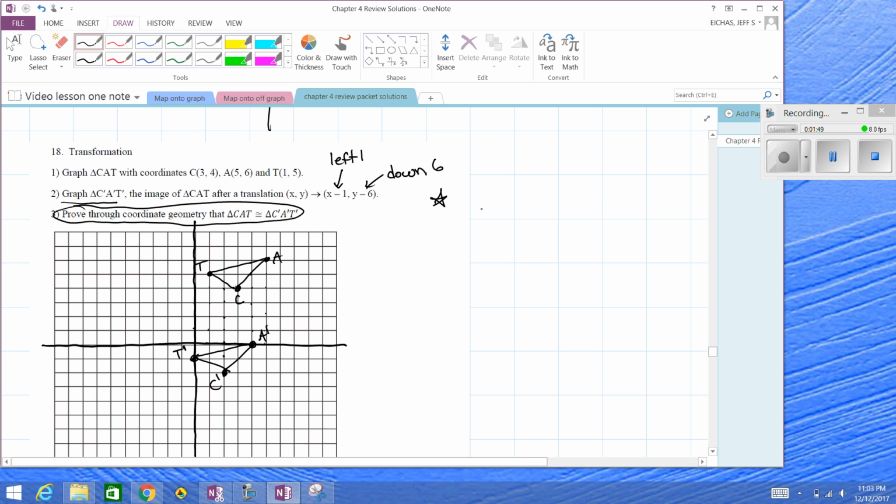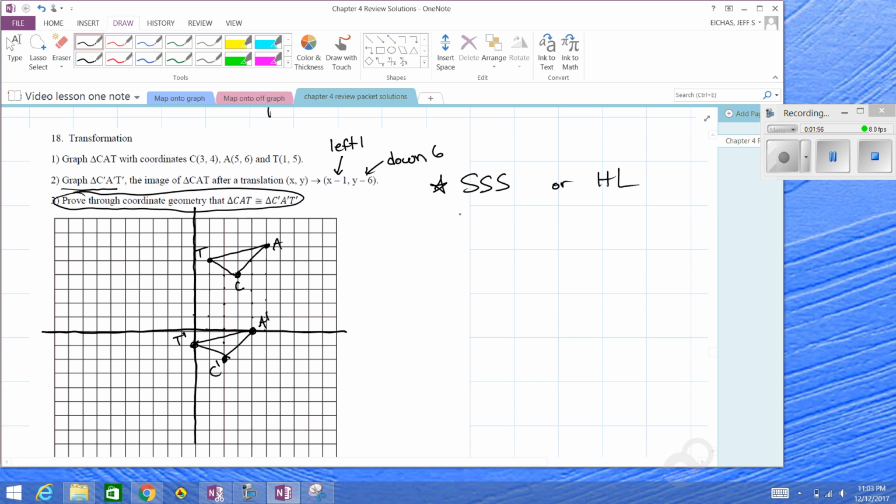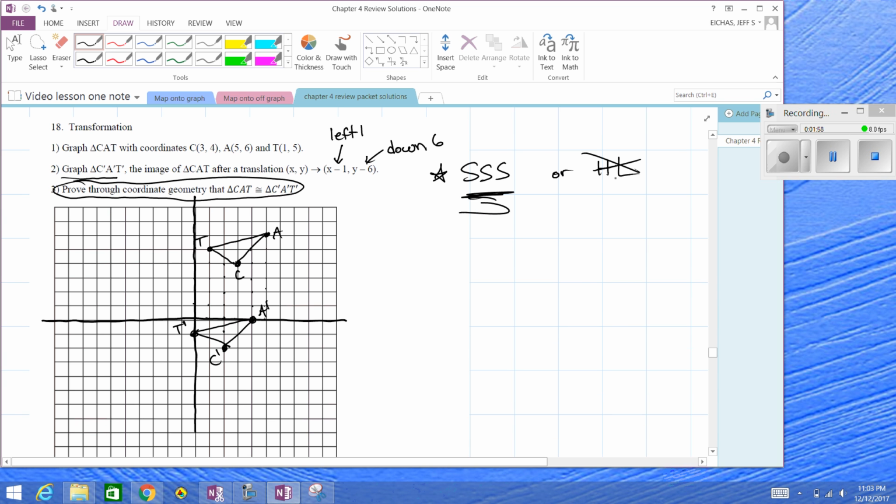Alright, now prove through coordinate geometry that those are congruent. Now the only way we can do that is either side, side, side, or hypotenuse leg. Side, side, side is probably your best bet here. And what we need to do is just calculate the length of every side. We know it's going to be congruent because we used a rigid motion transformation.